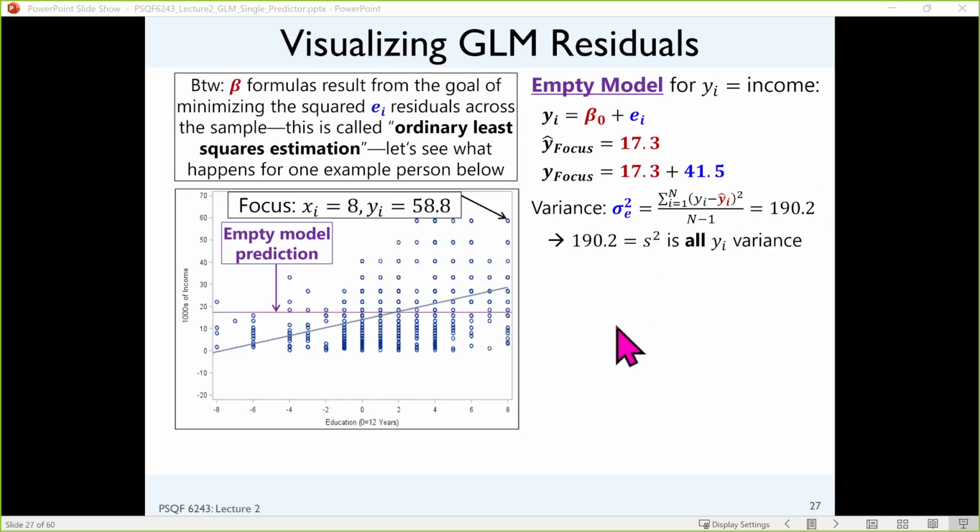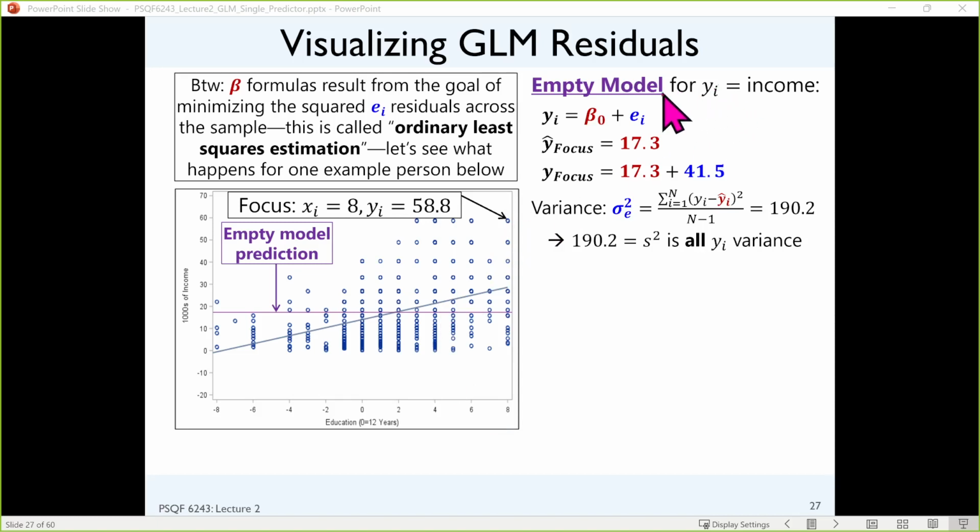Okay, this is a very dense slide, but hopefully it will help sort of make these things a little bit more concrete. Okay, so we're going to predict this person right here. This person makes $58,000 a year, and they have a centered education value of 8 as their predictor, which means that they went to 20th grade because 0 is 12. So we're going to predict this person's income.